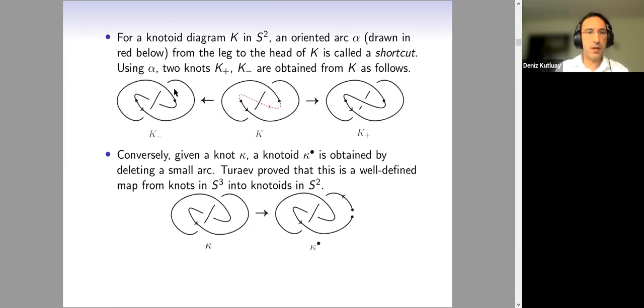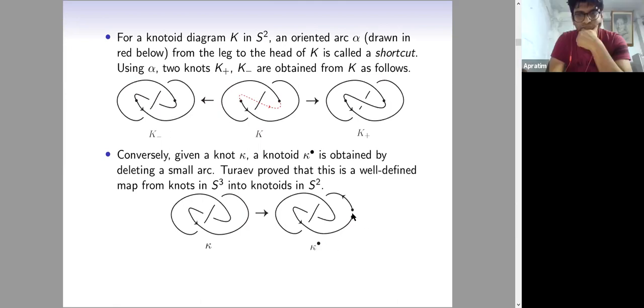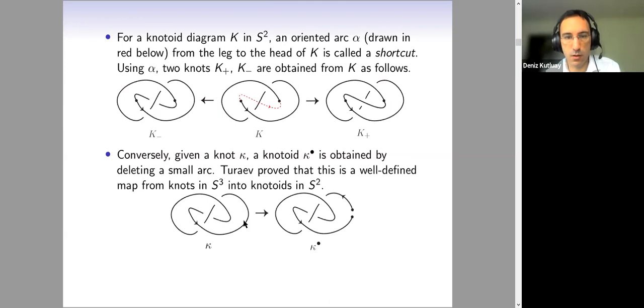Okay, so let me turn this a little bit down. All right, so in the opposite way, if we start with a knot, kappa, then we can obtain a knotoid diagram by just deleting a small arc anywhere on the diagram. So for example, here I delete it here, but it really doesn't matter where you delete, because you can, so okay, I should explain this.